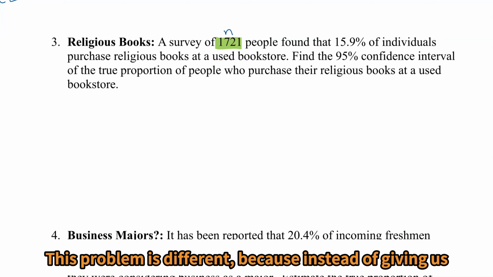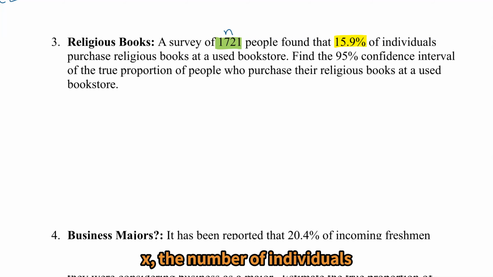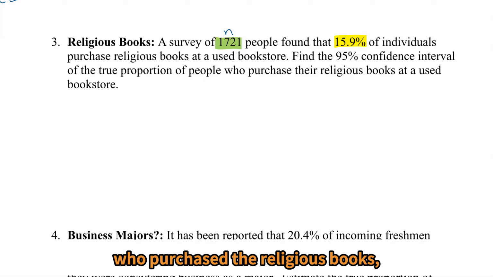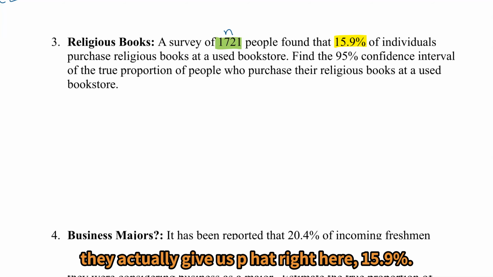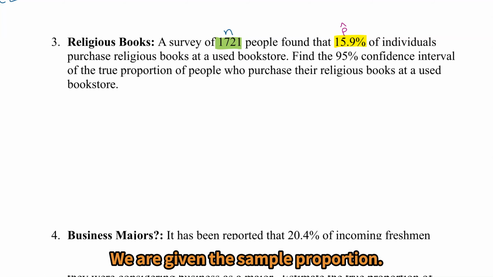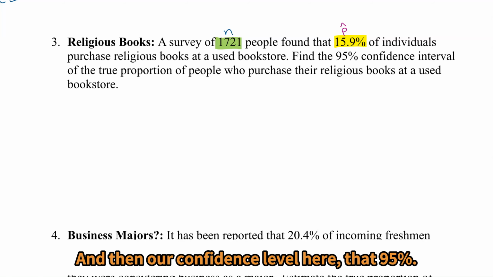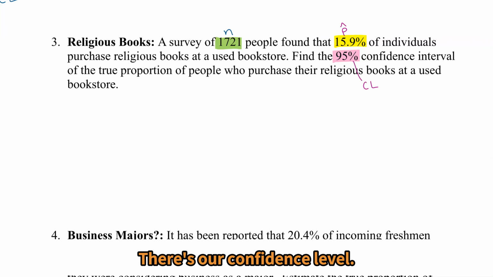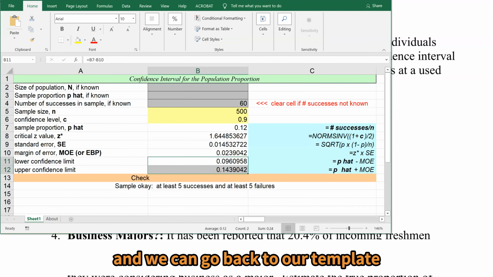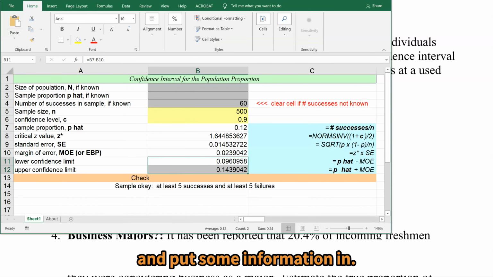This problem is different because instead of giving us x, the number of individuals who purchased the religious books, they actually give us p-hat right here, 15.9%. So we are given the sample proportion. And then our confidence level here, that 95%, there's our confidence level. We only need 3 values, and we can go back to our template and put some information in.